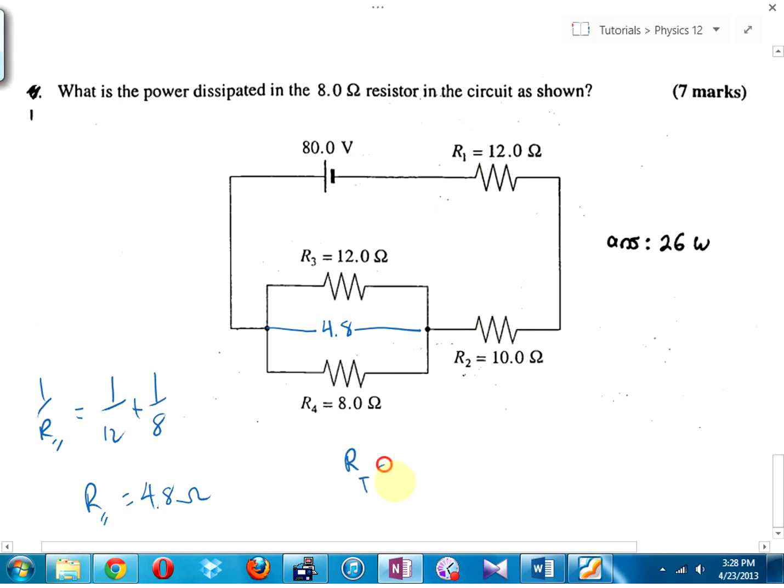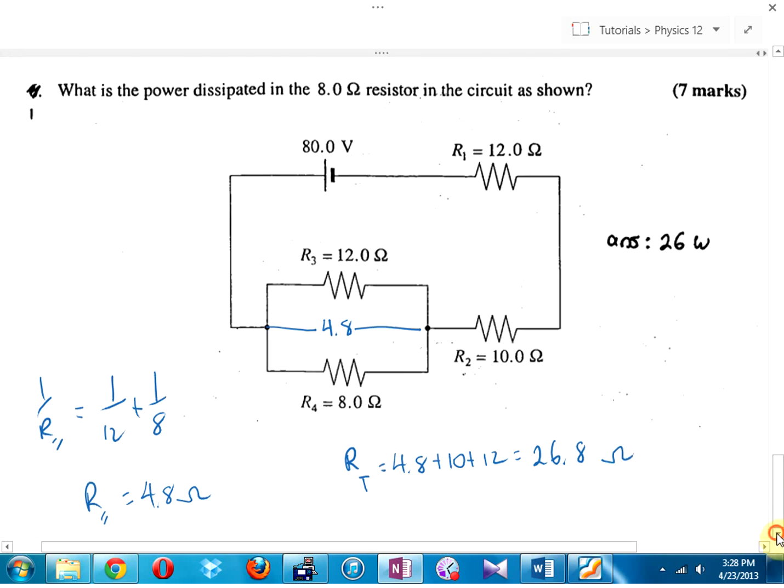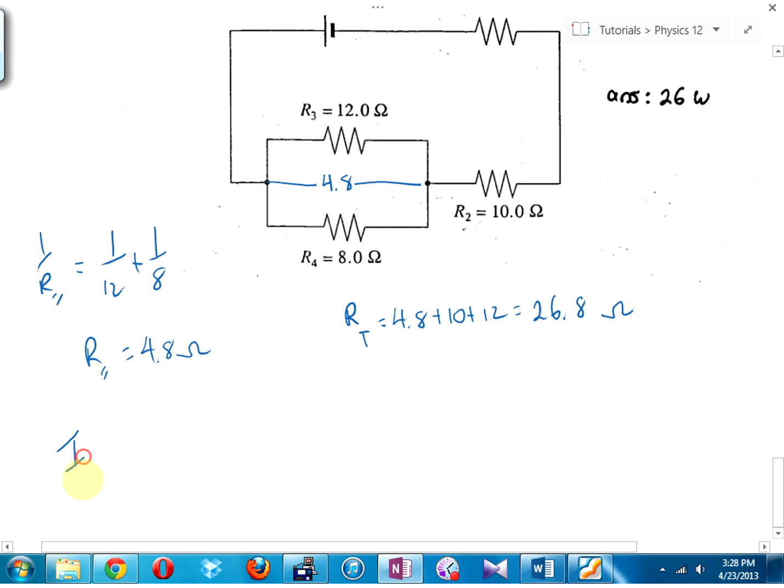Our total would be 4.8 plus 10 plus 12, which is 26.8 ohms. Now what? I total equals V total over R total. You don't have to write that if you want to go straight to the numbers. If you wrote I total equals 80 over 26.8, that's perfectly fine.